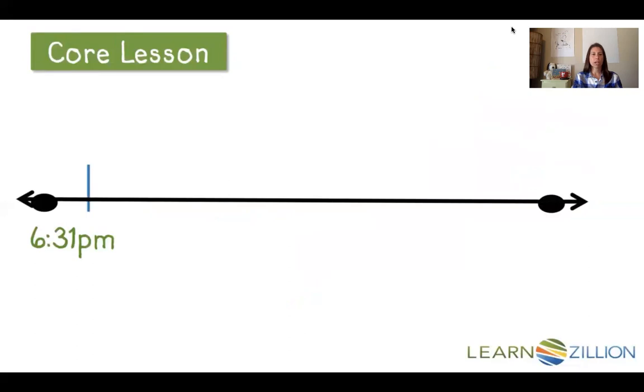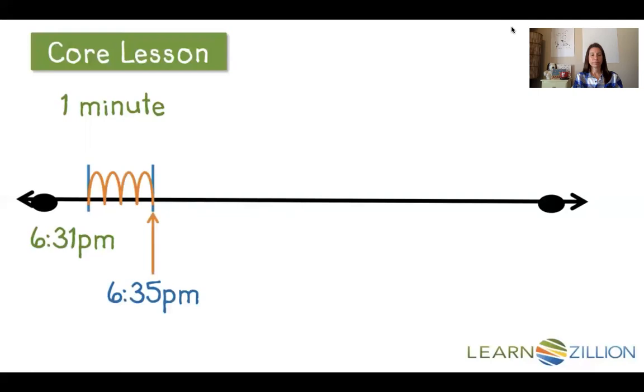Beautiful number line, you guys. Now I usually like to count by fives to solve elapsed time word problems. It's difficult to count by fives from 6:31. So what I'm going to do is get to a friendly number. So by hopping 1 minute at a time, I'm going to go 6:32, 33, 34, 35. So now I'm at 6:35 p.m. and I can count by fives.